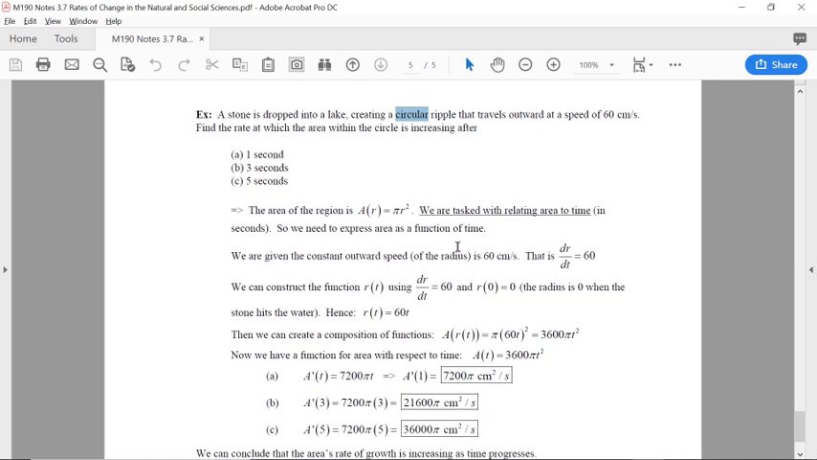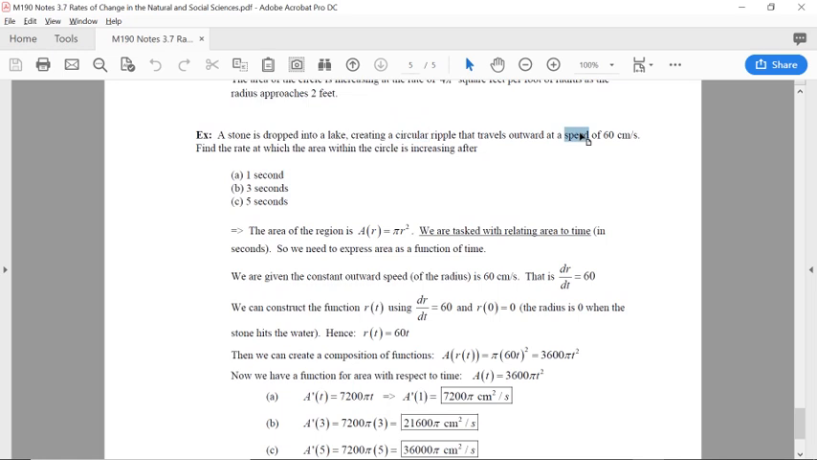Furthermore, we're also given that the speed at which that wave is moving outward is 60 centimeters per second. That is a change in distance with respect to time, not a change in area with respect to time, right? If it was area, that would have to be centimeters squared. This is a change in distance with respect to time.